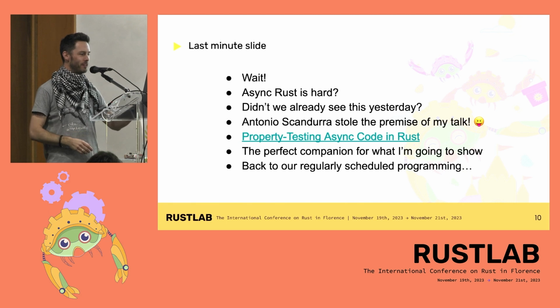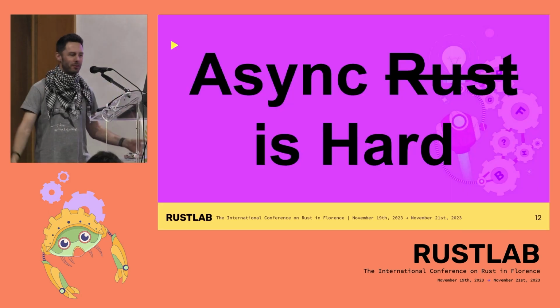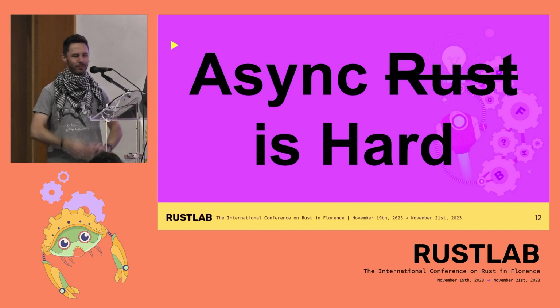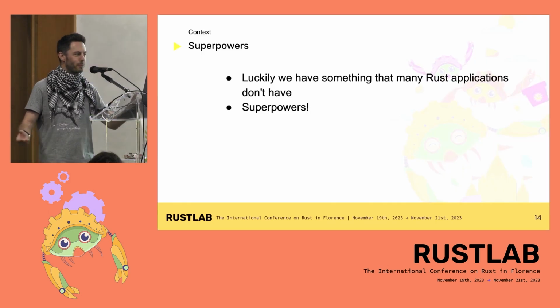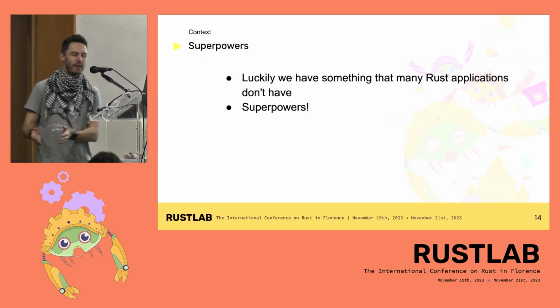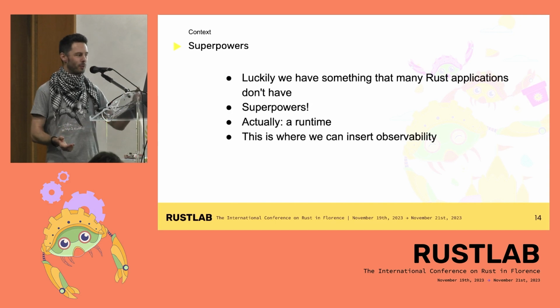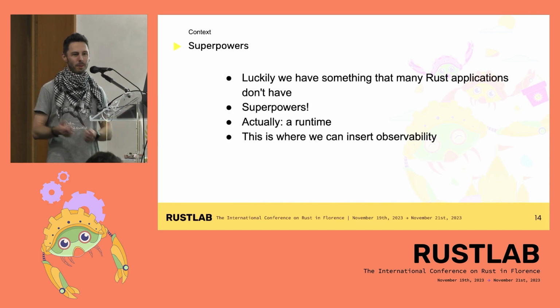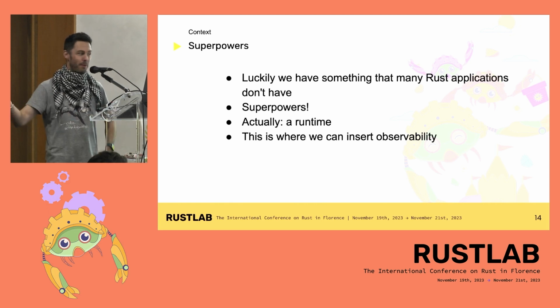So back to our regularly scheduled programming. Async Rust is hard, or to be fair to Rust, async is hard in general. It's not Rust's fault. So what do we do? Luckily, we have something that most Rust applications don't have. We've got superpowers, which is that we have a runtime. Remember, Rust doesn't have a runtime, except if you're doing async, you need a runtime. So now we have a runtime. This is where we can put our observability.